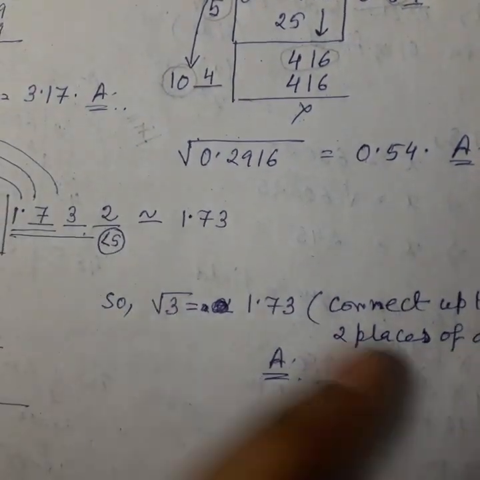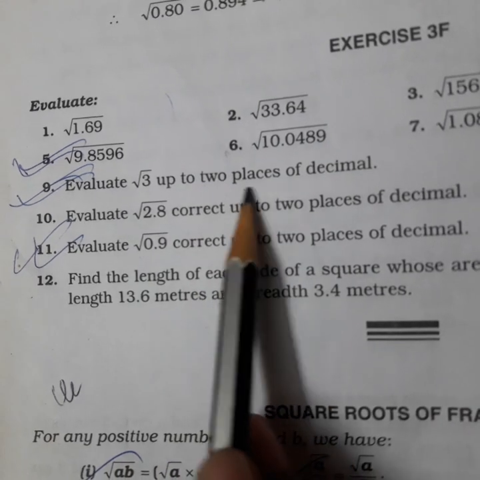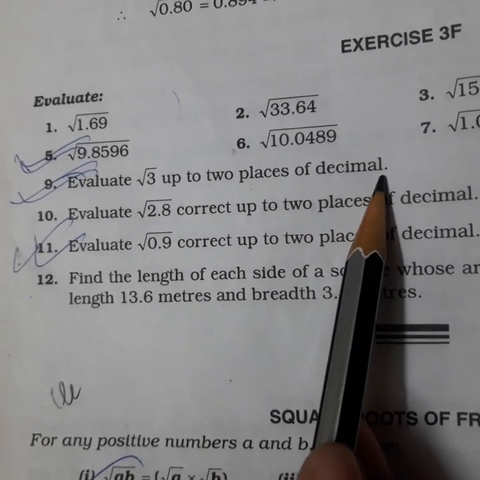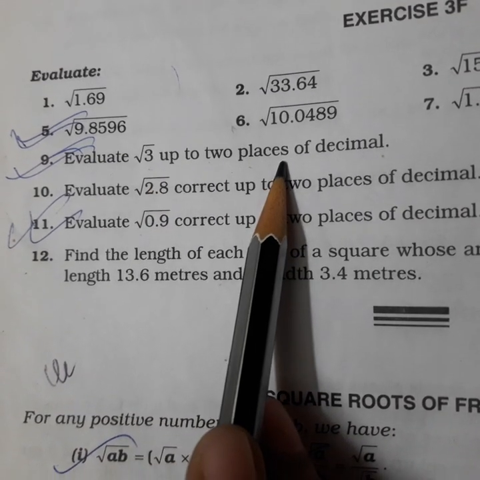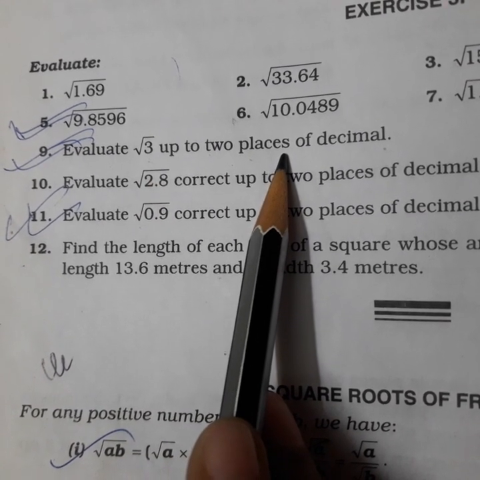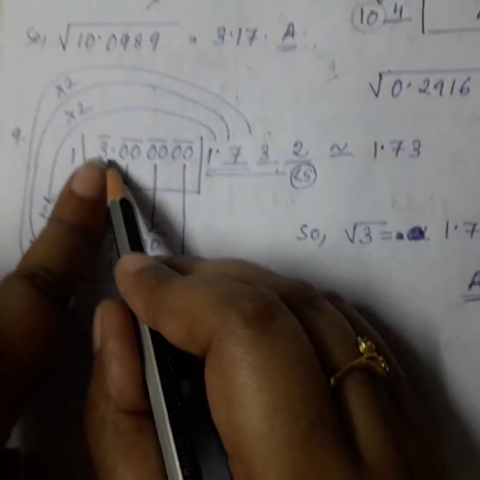Now I am going to question number 9. Evaluate root 3 up to 2 places of decimal. That means the square root of 3 you have to find, and you have to keep up to 2 places of decimal. That means after the point, 2 digits you have to keep. So how will we do it? See that 3 we have written.